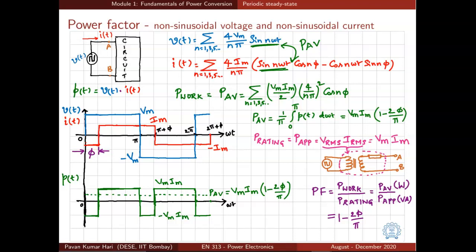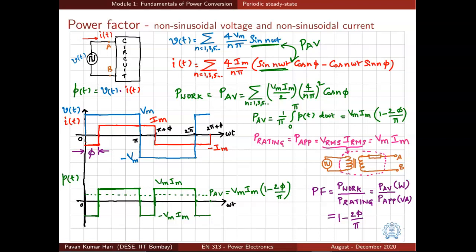Now if we take a look at the voltage and current components, there are many components. Ideally there are infinite components of voltage and current that come together to contribute to average power and do useful work. So the power corresponding to useful work, P work, which is equal to P average, is expressed as sigma n equals 1, 3, 5 and so on, Vm Im by 2 into 4 by n pi the whole square cos n phi. So it's an infinite series, and it may be a little tedious to evaluate this infinite series.